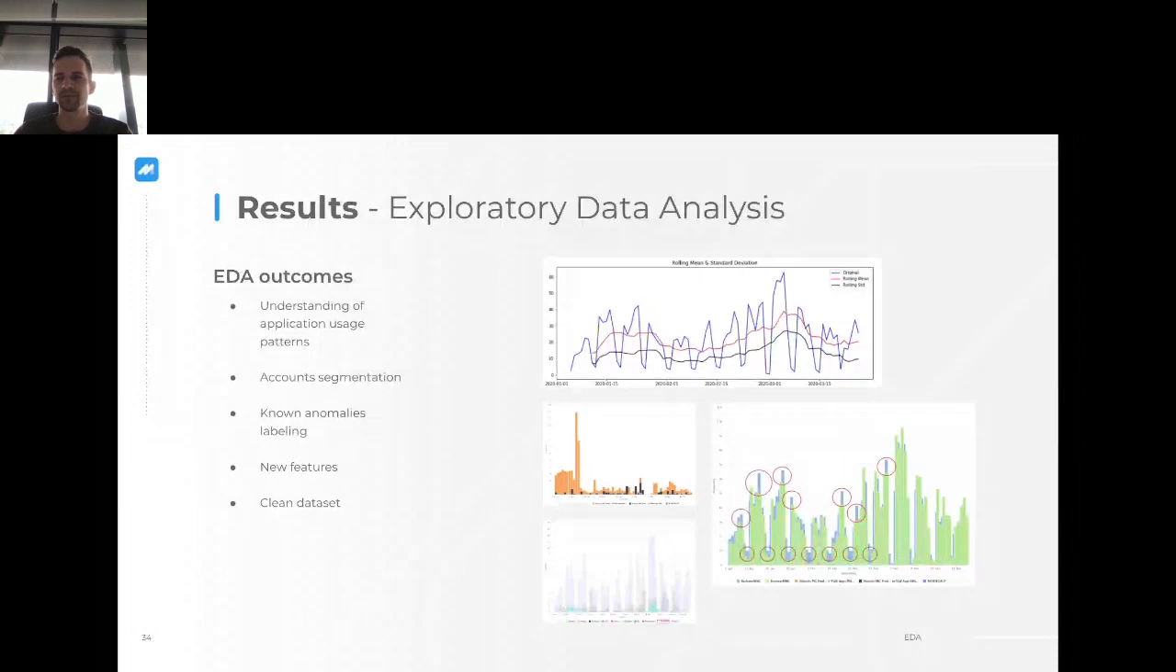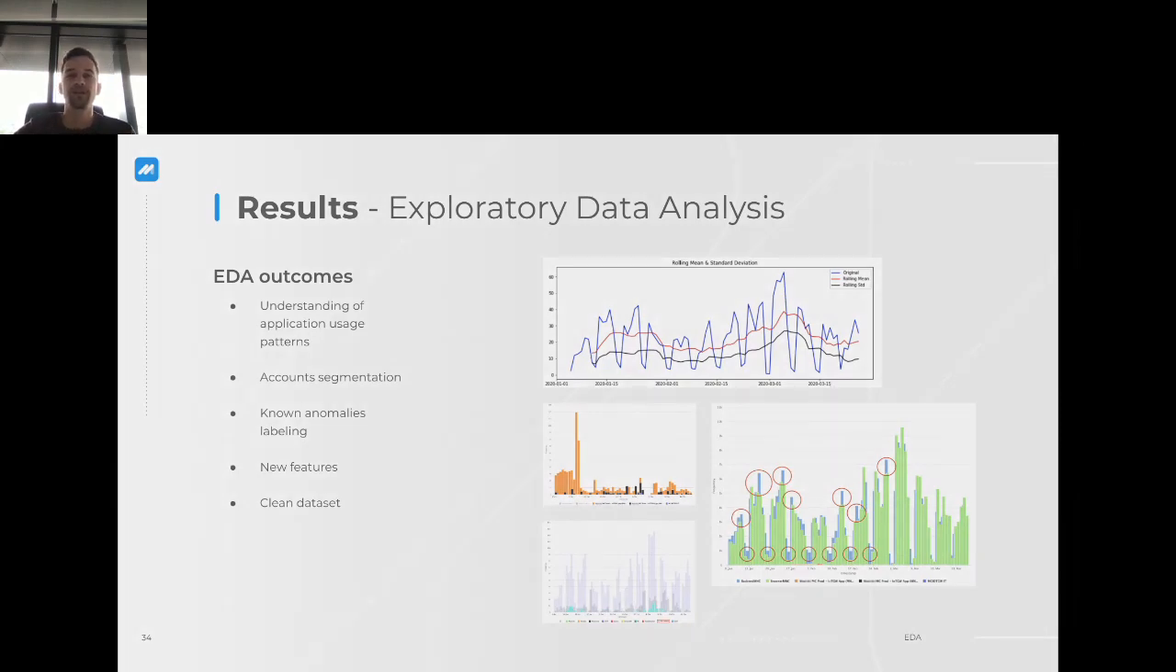The EDA outcomes were our increased understanding of application usage patterns, how the users are behaving, how the application is actually being used, when, how, from where, and so on. We managed to segment the accounts. We didn't keep that information about account segmentation, but we understood which accounts are using the application most. We can expect maybe an increase in the number of anomalies from those accounts. We discovered and labeled known anomalies, we created new features, and we cleaned the data set at the end.